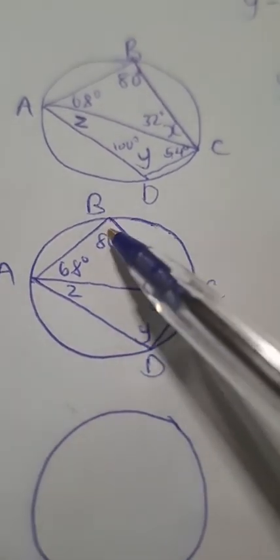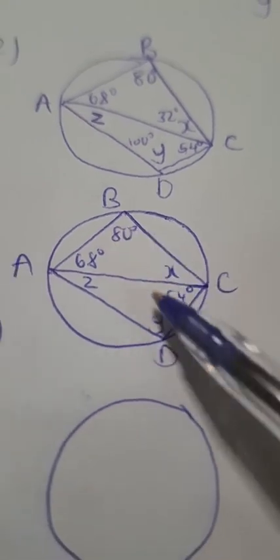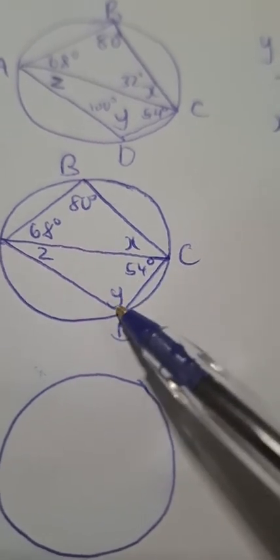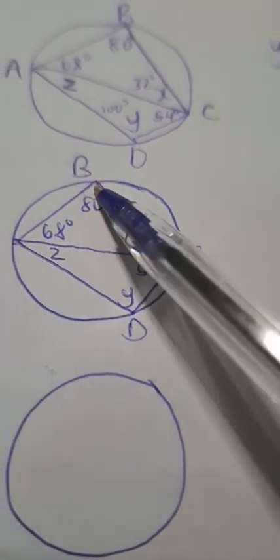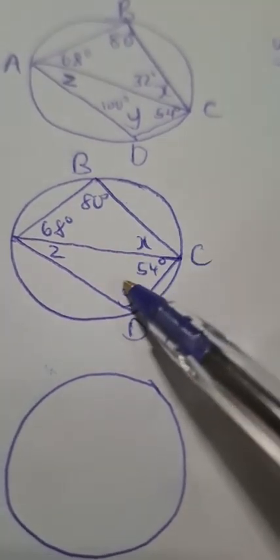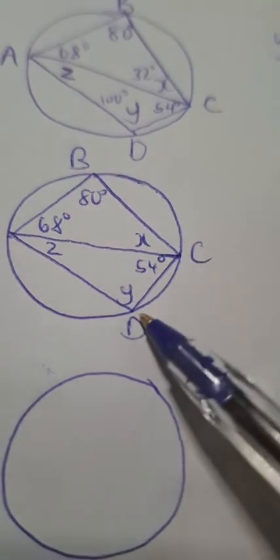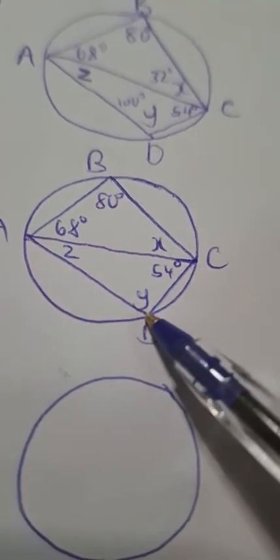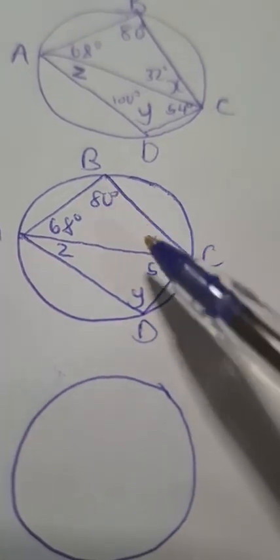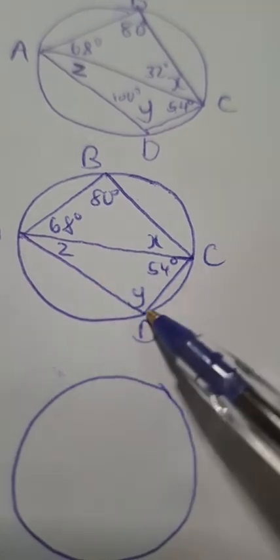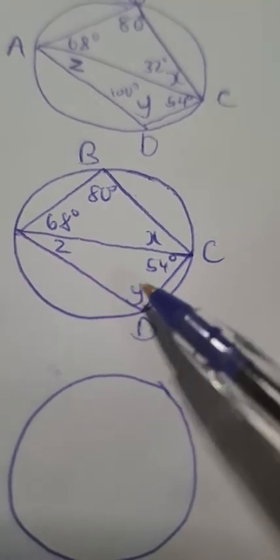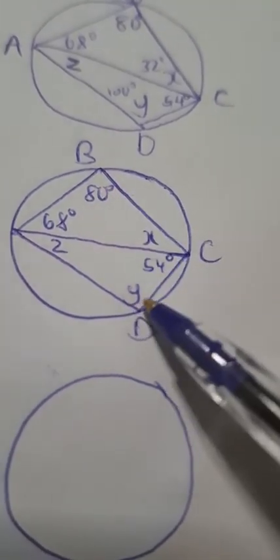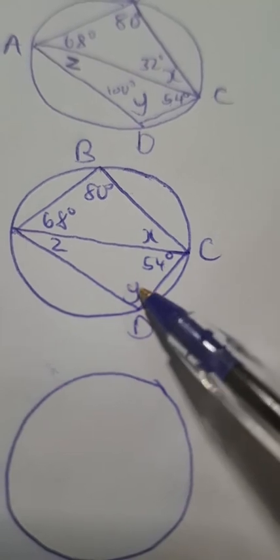Then they said y, that's the first thing they did. Y is equal to 100. Why do we say y is equal to 100? What is the relationship between angle B and angle D, since they are at the circumference of the circle and they are in a cyclic quadrilateral? We know that angle B and angle D add up to 180. So what would y have to be in order to make up a sum of 180? Y would have to be 100.